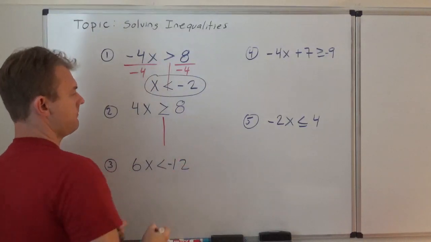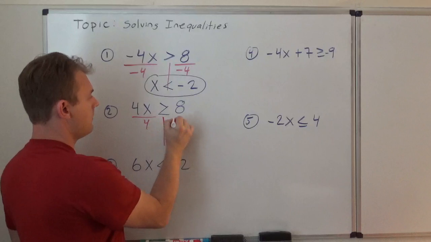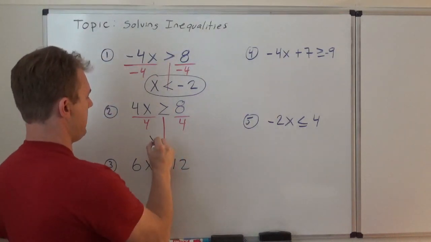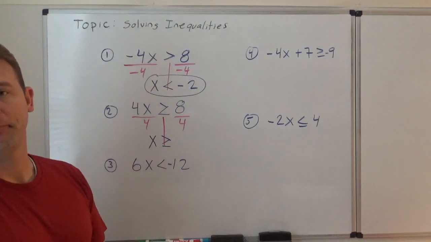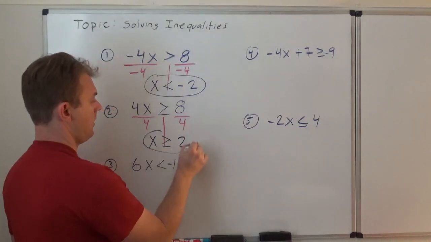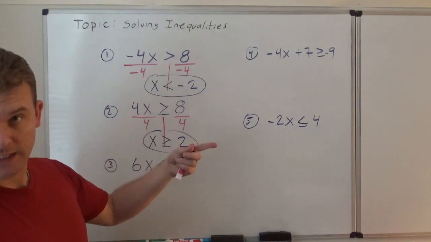Put our line down, and then what? Well, this time you're going to just divide by 4. But guess what? This is going to be x, but this time the inequality stays the same. And then you still get 2. Do you see the difference? If not, rewatch this again.